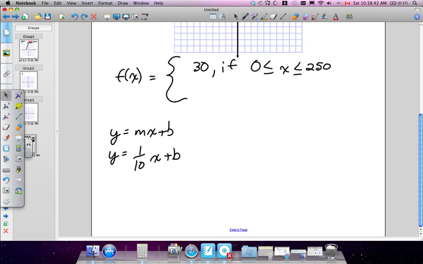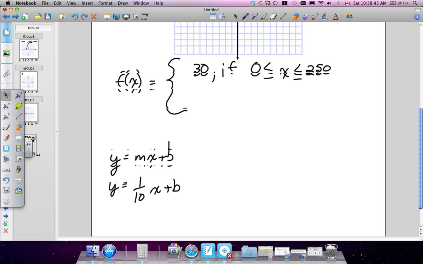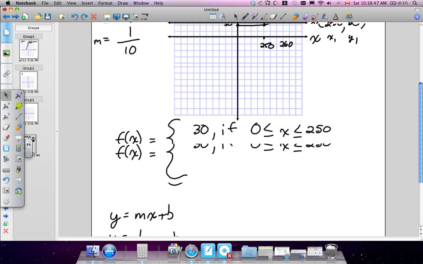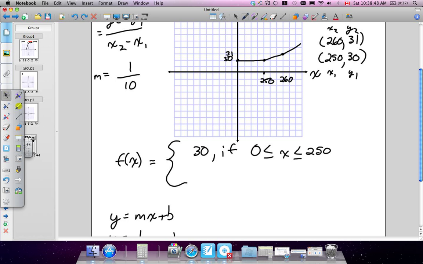Now, we don't know what b is right now, because for the piecewise function, it's 30. But this is a continuous line. We just have a restriction on it, okay? So this line is going to come across, and I've got to figure out where it's going to hit the y-intercept. So I'm going to plug in one of my x values and one of my y values. I'm going to use these two because they're round numbers, 250 and 30. So that's my x and my y value. I'm going to plug them in to solve for b.